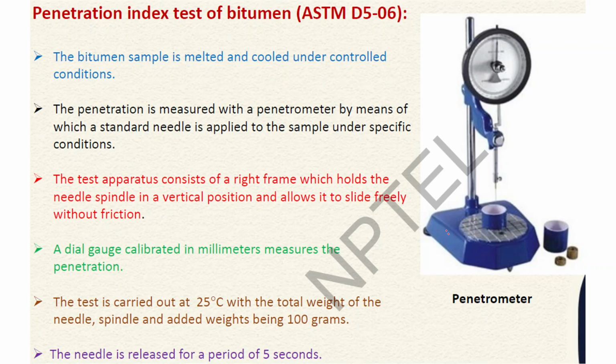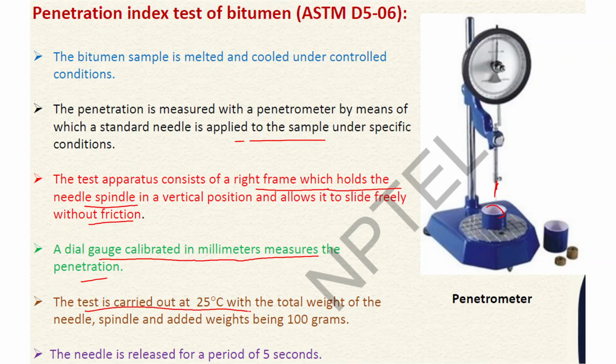This is a penetrometer. The bitumen sample is melted and kept in this cup, and it is allowed to cool for 30 minutes. The penetration is measured with a penetrometer by means of a standard needle applied to the sample under specified conditions. The test apparatus consists of a rigid frame which holds the sample needle, this is the needle, in a vertical position and allows it to slide freely without friction. The dial gauge, calibrated in millimeters, measures the penetration.